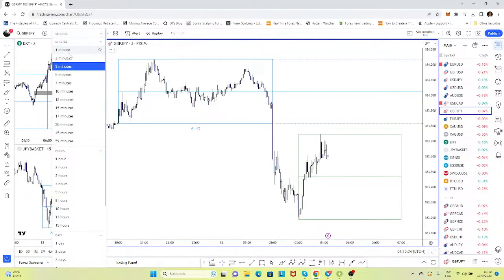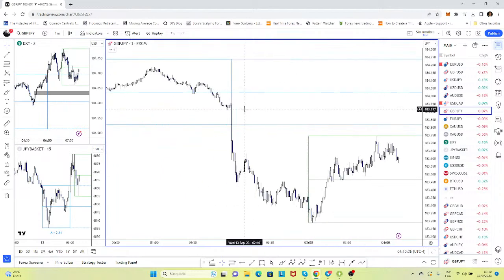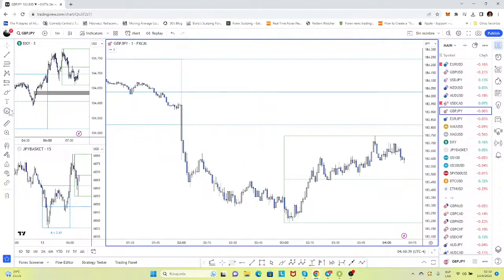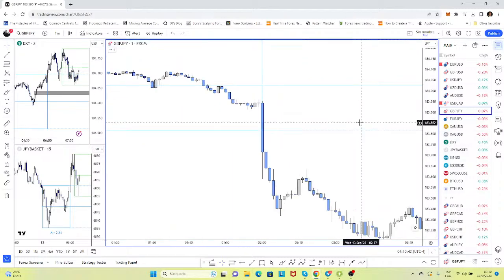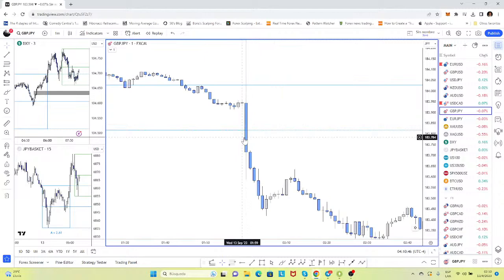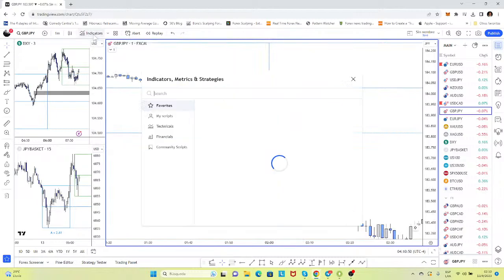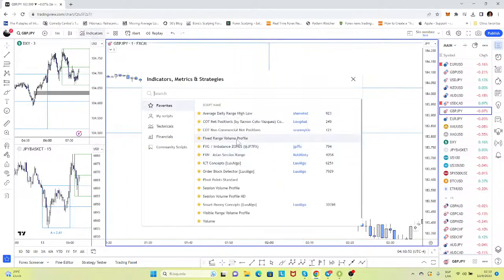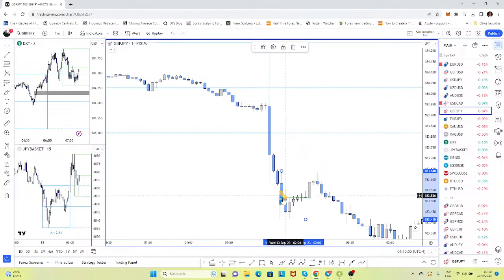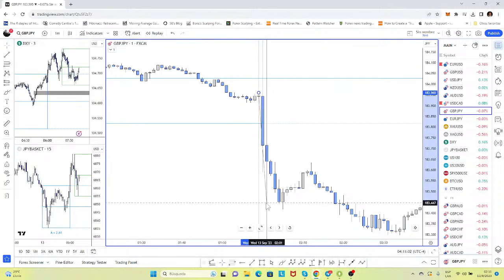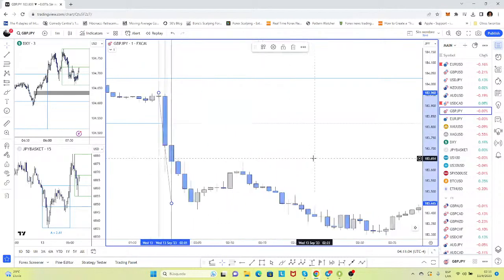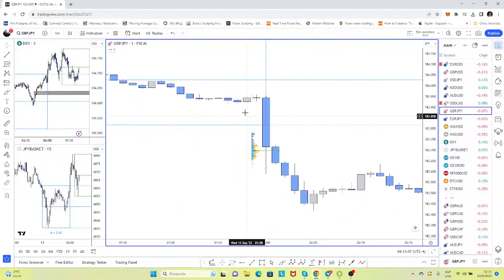Let's go to the 1 minute chart on the pound yen. So here's a big, big imbalance, right? So let's have a look. This candle right here, the 1 minute candle that broke the Asian session lows. Here's that imbalance, very clearly. So let's grab that fixed range volume profile. All right, so I'm gonna move it towards this candle and this candle alone. So here's that imbalance, right?